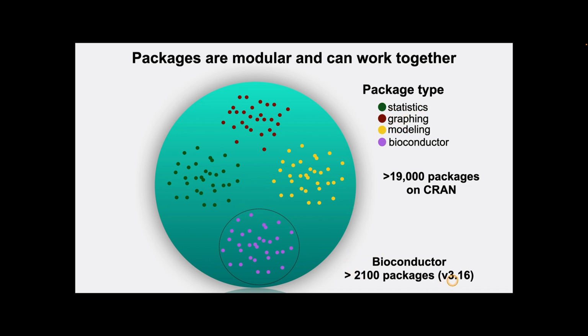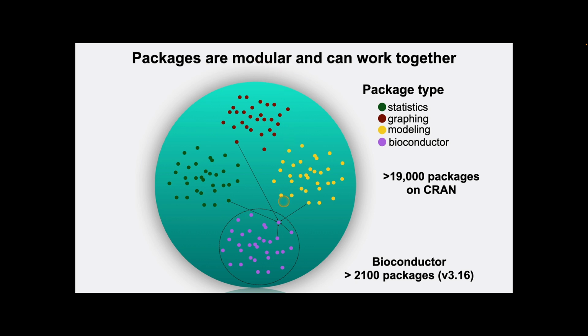And currently, as of version 3.16, which is the version we'll install together today, there's over 2,100 of these packages in Bioconductor. And the great thing is, if you install a Bioconductor package for differential gene expression, and it needs to use some specific statistical methods to estimate differential gene expression, maybe model some error rates and produce some graphics that identify the differentially expressed genes, it doesn't need to do all of this by itself. It can leverage pre-existing stats, graphing, and modeling packages to get to that end result. And that's why we say packages in the R ecosystem are modular.